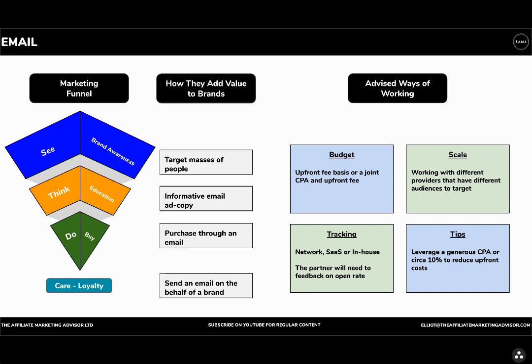I mean, loyalty is not so much of a big thing in terms of affiliate email, given it's something that typically will sit with your brand. But the option's there if you ever want to do that. Advised ways of working. So it's typically always going to be an upfront basis. You can definitely add in a CPA component to help leverage down cost. So if they're going to charge you $2,500 for an email, you could say, okay, I'll give you $1,500 and a 10% commission. You can try and negotiate that way to get your initial cash liability down.